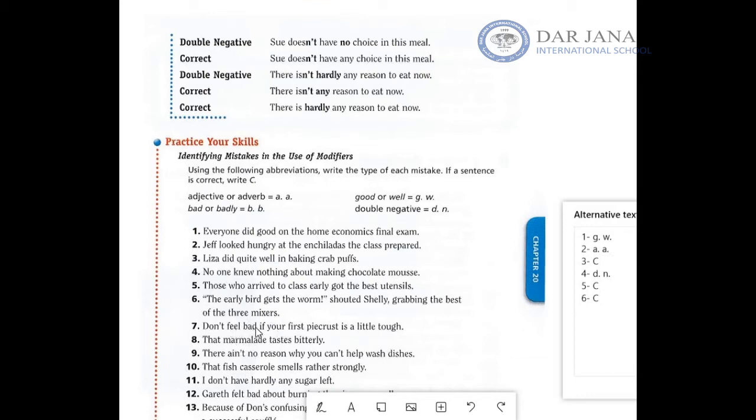Number 7. Don't feel bad if your first pie crust is a little tough. Bad here is an adjective and it's after the verb feel. It is used correctly here.